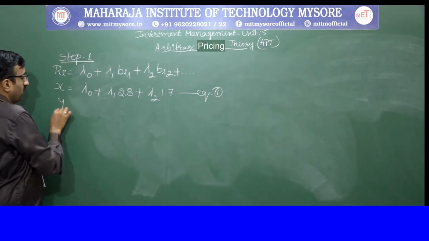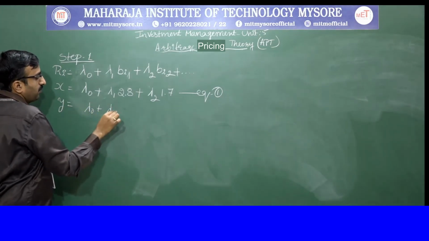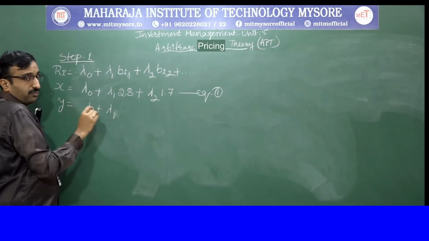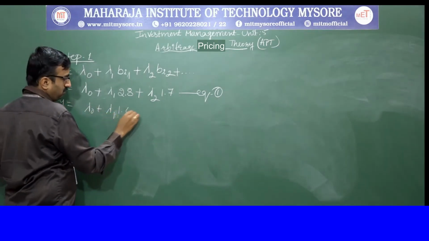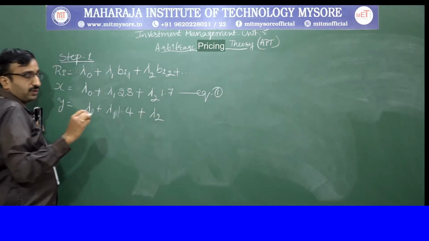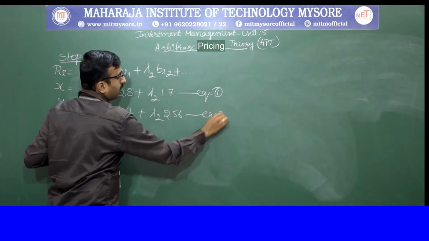Next we have y. Lambda naught we do not know, lambda 1 we do not know, but we know the beta is 1.4. Lambda 2 we do not know, and beta 2 is 2.56. This is called equation 2.